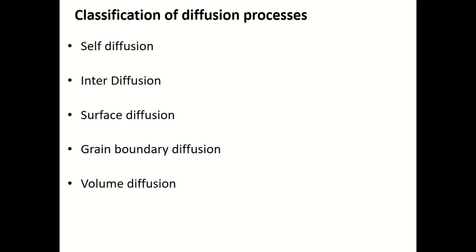And the last type is volume diffusion. That is the bulk movement of atoms. A cluster of atoms moves through the solid as a result of volume diffusion.